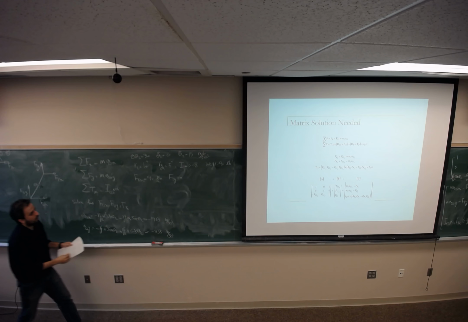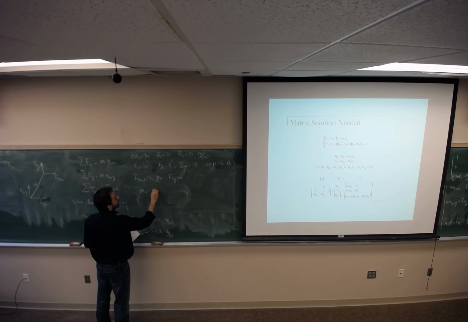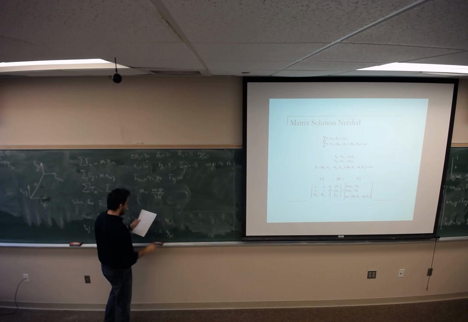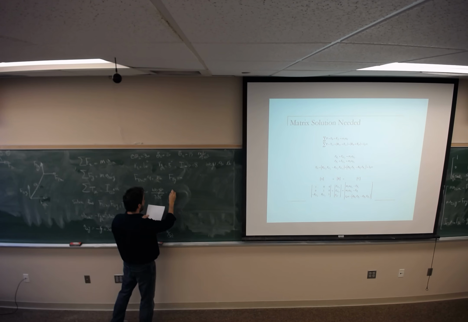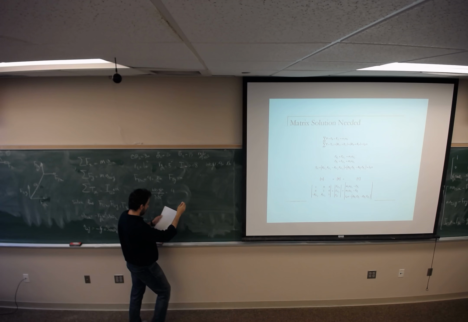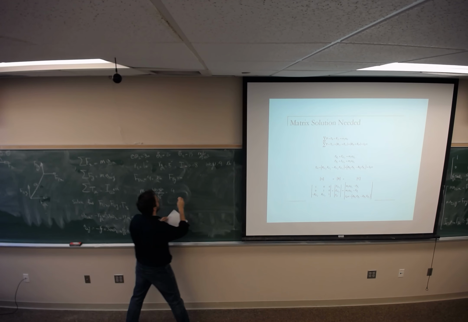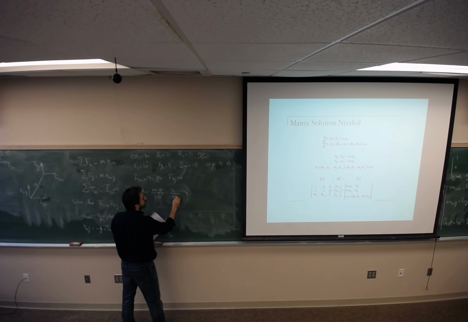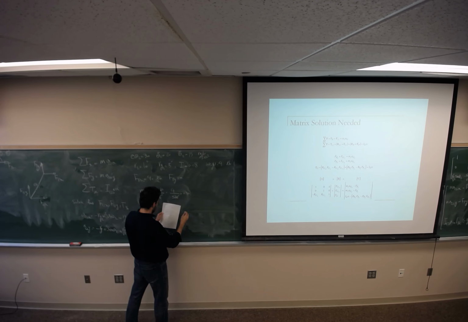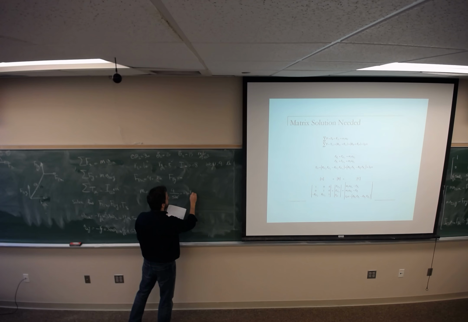I need to find the mass. Mass is the weight divided by 386. Our weight is 4 pounds, not 40. 4 pounds divided by 386 is like 0.0104 slug.